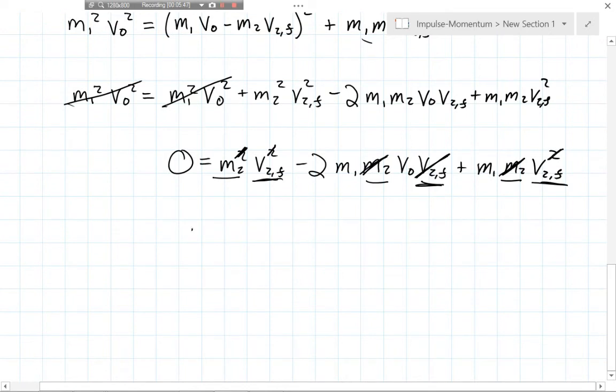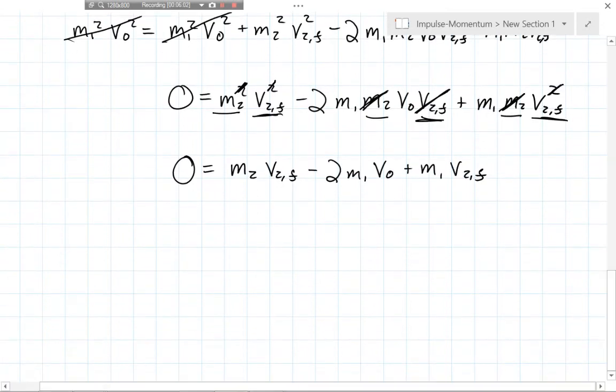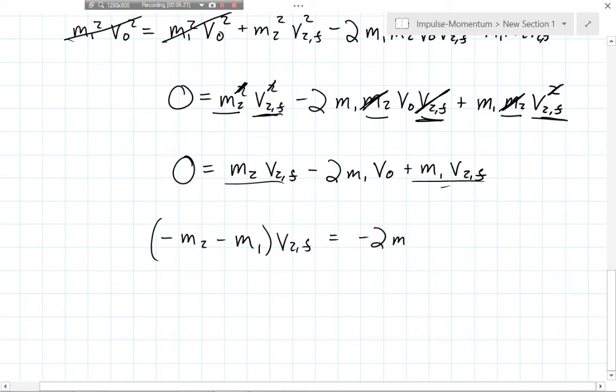So now if I rewrite everything, I have 0 times 0 is equal to m2 v2 final minus 2 m1 v initial plus m1 v2 final. So if I solve for v2 final, the way I do that is I move everything that has v2 final. So I take this and I take this and I'm going to move it to the other side of the equation. So I'm going to have minus m2 minus m1, all of this times v2 final, is equal to minus 2 m1 v initial. So these minus signs cancel.